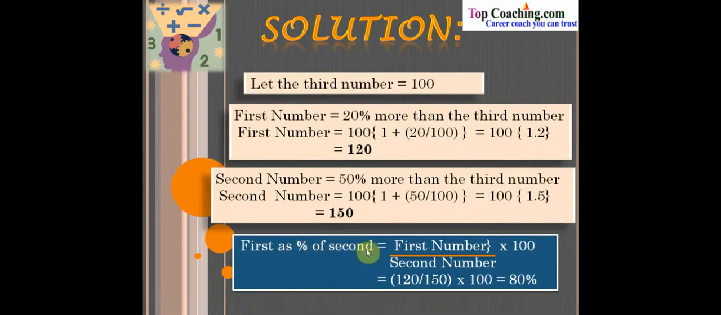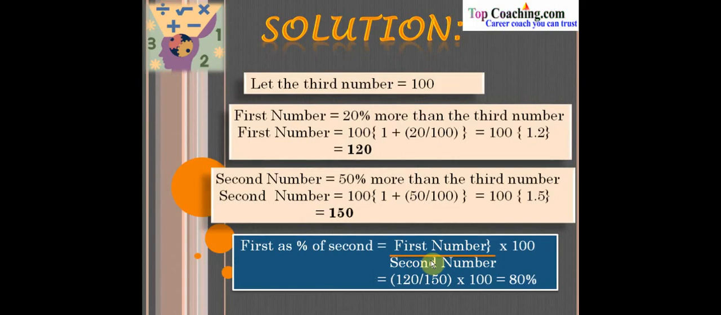Now first as a percentage of second would be equal to first number divided by the second number into 100. Because we have to express the first number as a percentage of second, the base or the denominator has to be the second number and the numerator would be the first number. So first number is 120, the second number is 150. Substituting these values in this formula, what do we get? 120 by 150 into 100. This gives the value as equal to 80%. So the first number as a percentage of the second number would be equal to 80%. So first number is 80% of the second number.